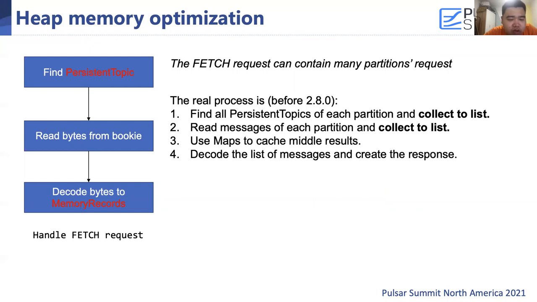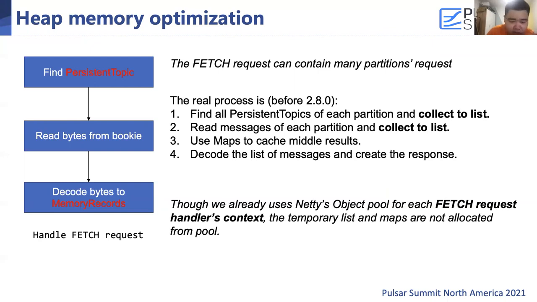And it uses maps to cache middle results. Finally, decode the list of messages and create the response. We can see many lists and maps are created, but they are not allocated from direct memory. We already use the Recycler object pool for the fetch request handler context. The temporary lists and maps are not allocated from the pool.